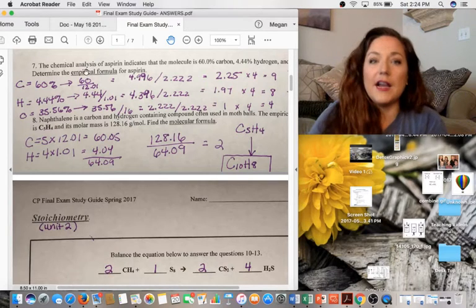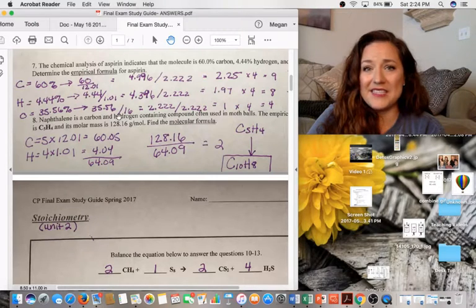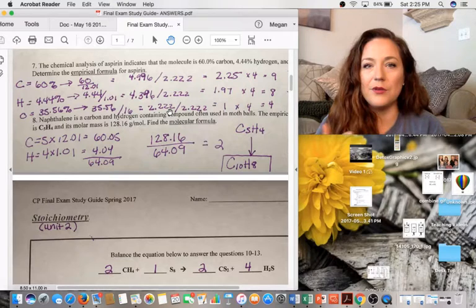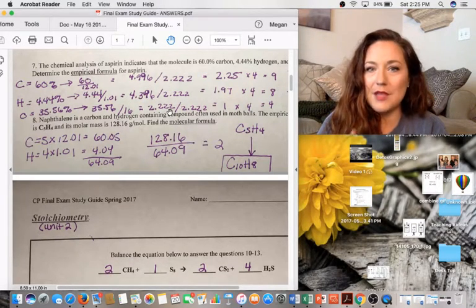Then for hydrogen, you have a 4.44. Divide by 1.01. Again, I got that 1.01 from the periodic table, the AMU. Then you take that 35.56 and divide it by 16. So I end up with 4.996, 4.396, and a 2.22. Now, none of those are whole numbers, and we want to get these to be whole numbers so we can build our empirical formula, our empirical compound.